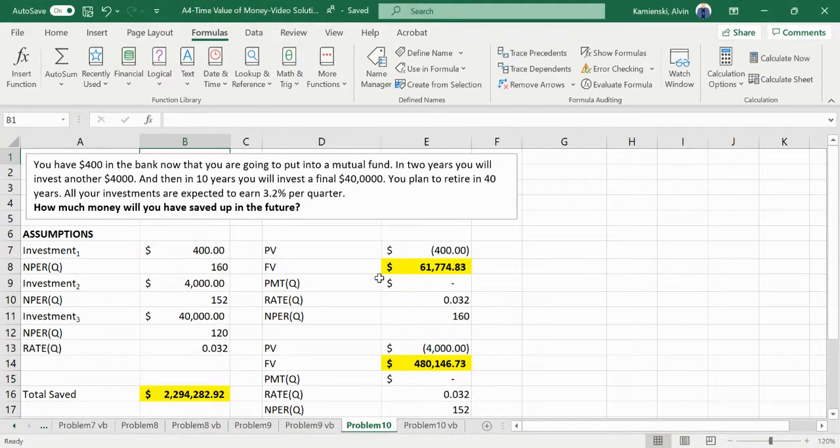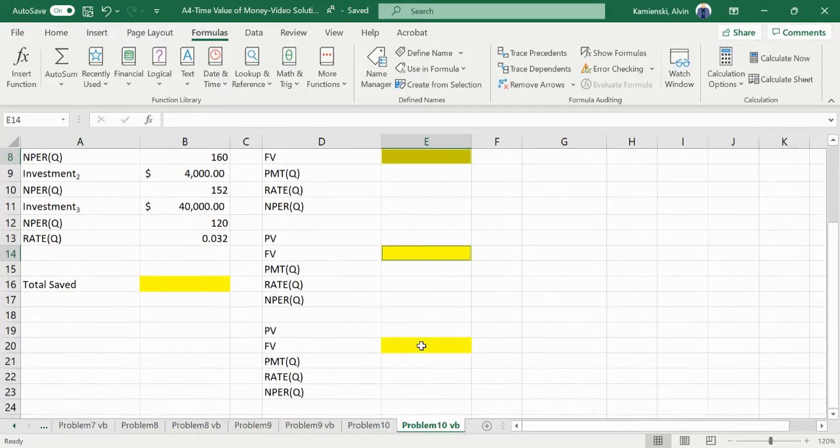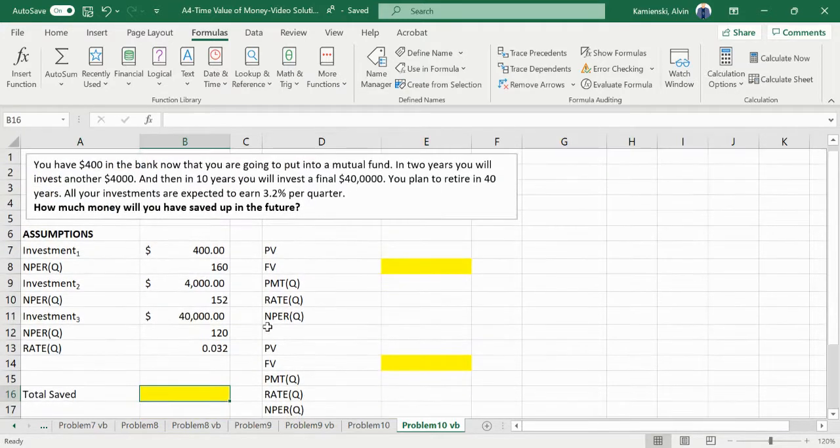Having read through it twice, we should see a pretty simple cumulative future value problem where we've got three different investments that we're taking advantage of, and we're just trying to figure out what those future values will be so we can add them up and get to the answer for how much I will have in time.